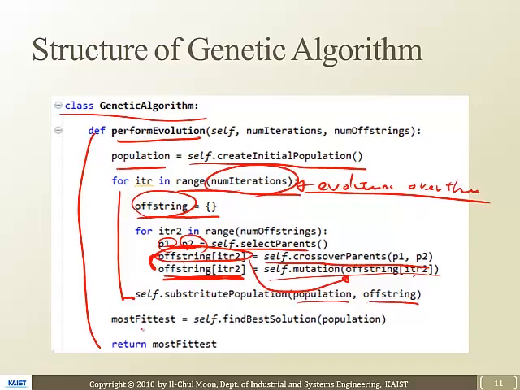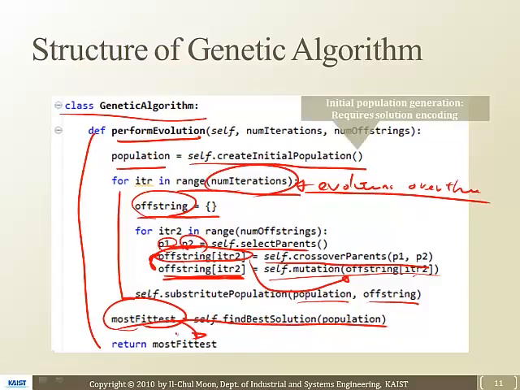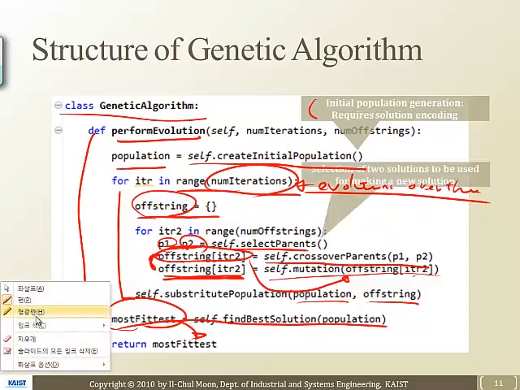And after doing these evolutions, what we want to find out is the fittest one. We want to find the fittest, best solution from this population, and we just return this fittest one as a result of our algorithm. So you just produce the initial population, and after that I'm going to erase it a little bit.